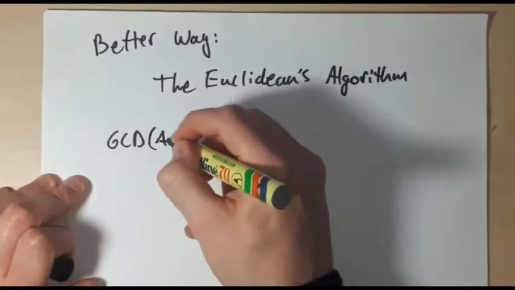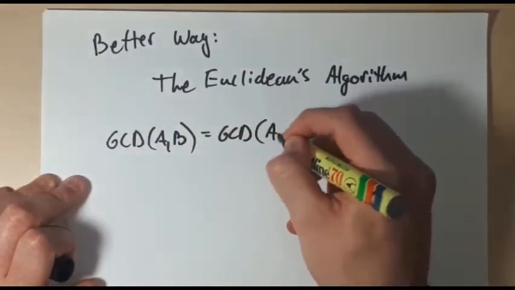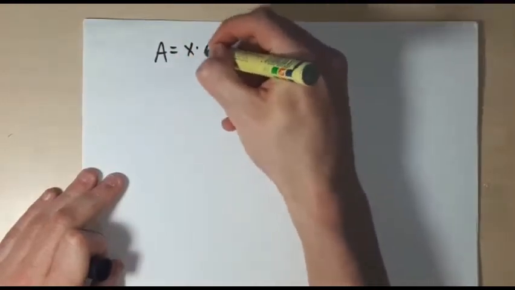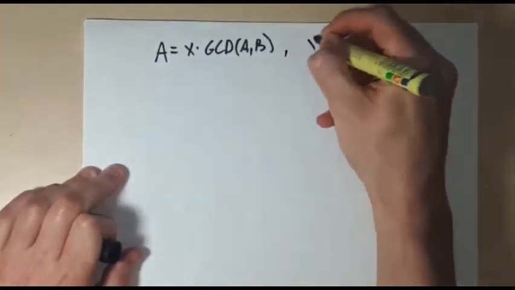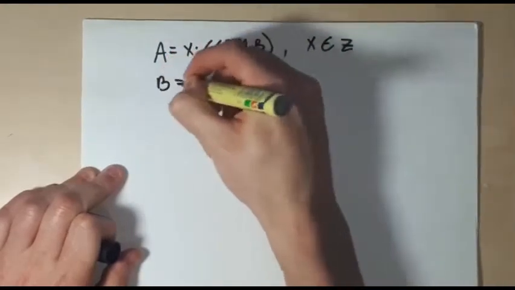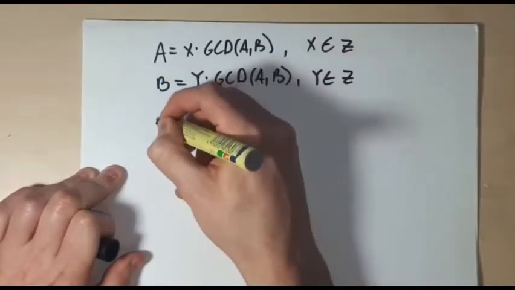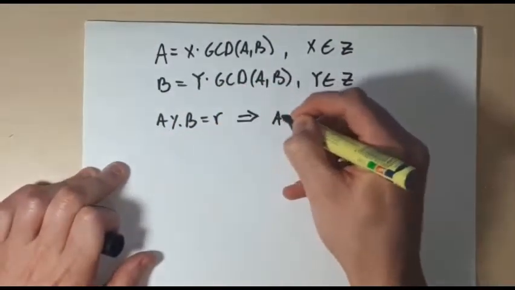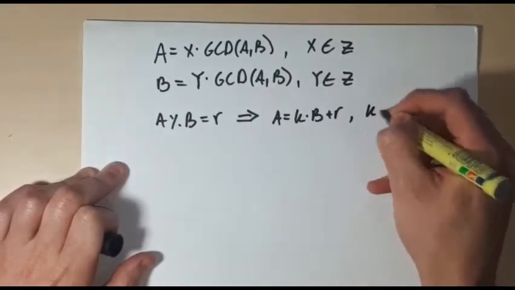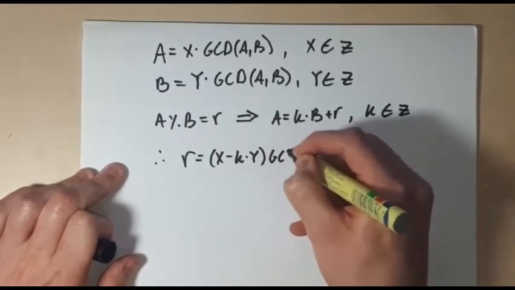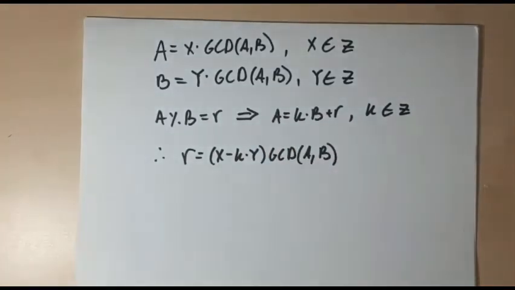This algorithm is based on the concept that the GCD of a and b is also the GCD of b and the remainder when we divide a by b. The proof for that is the following. By definition, we know that a equals x times the GCD of a and b for integer x, and similarly b equals y times the GCD of a and b for integer y. From our definition for r before, we can say that a equals k times b plus r. Therefore, r equals (x minus k times y) times the GCD of a and b, which means that r is also divisible by the GCD of a and b.